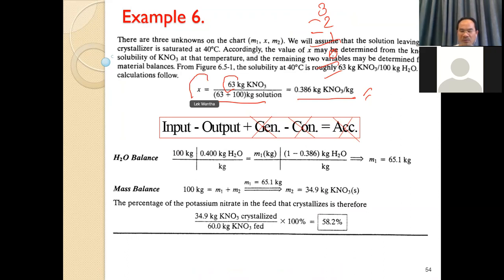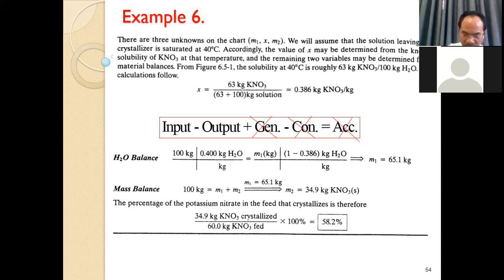Okay, now you have M1 and M2. You can apply the balance for water, total mass balance, or potassium nitrate balance. We have three choices, but we have only two equations, so we need only two. You can balance on water and potassium nitrate, or on water and total mass, or on total mass and potassium nitrate. For the example, we choose two balances: water balance and total mass balance.